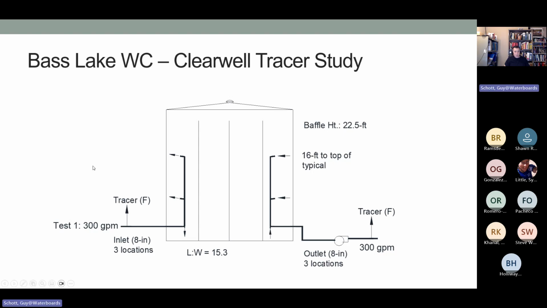Okay. So this is the Bass Lake Clear Well. It's an almost 70,000 gallon tank. It has 3 baffles. And the inlet is configured such that it has a pipe that comes in and 3 outlets, one here, here, and here. And then the outlet is the same configuration, where it's at the bottom, midpoint, and top.